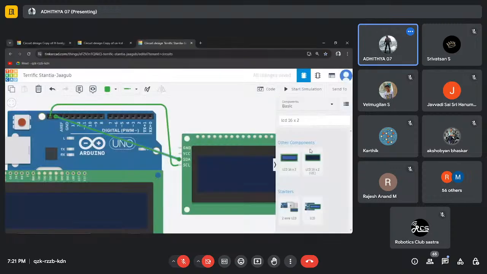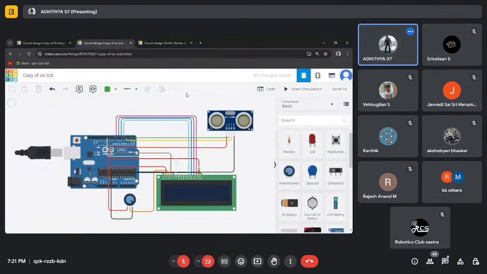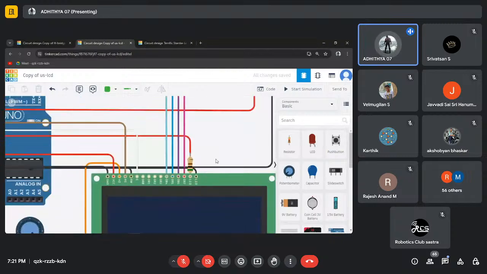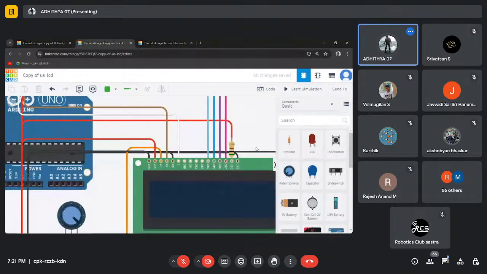So the first circuit we'll be seeing is with an ultrasonic sensor and an LCD display connectivity. In this circuit, what I have is a simple circuit. We have connected the LCD backlight cathode directly to ground, and then we have connected the positive end, the anode, to VCC. But you would have noticed there's a resistor here.